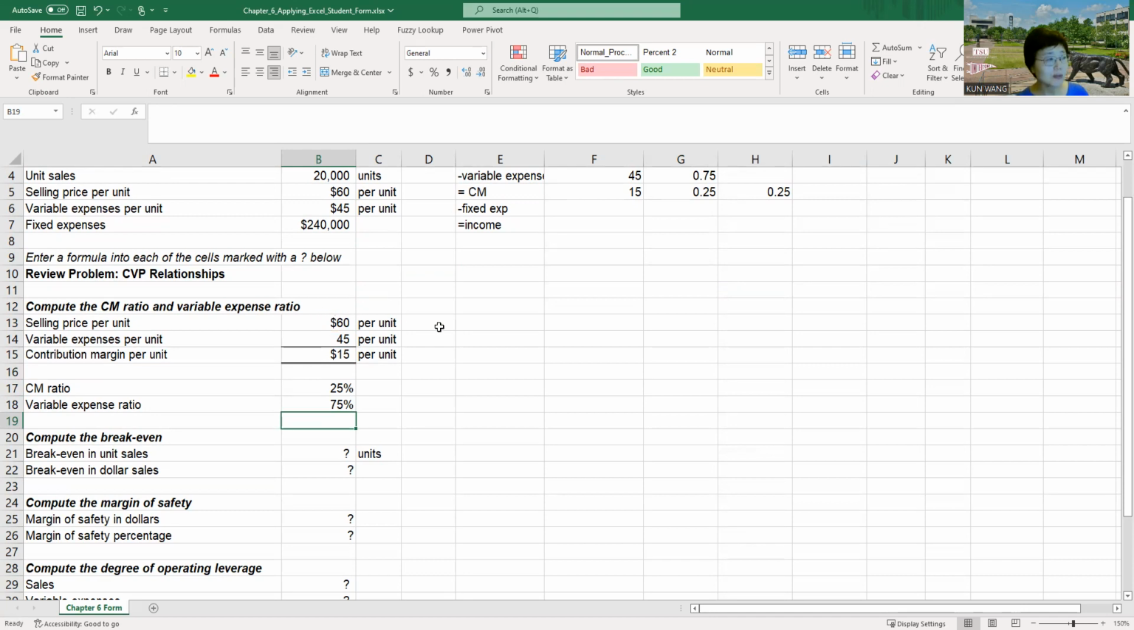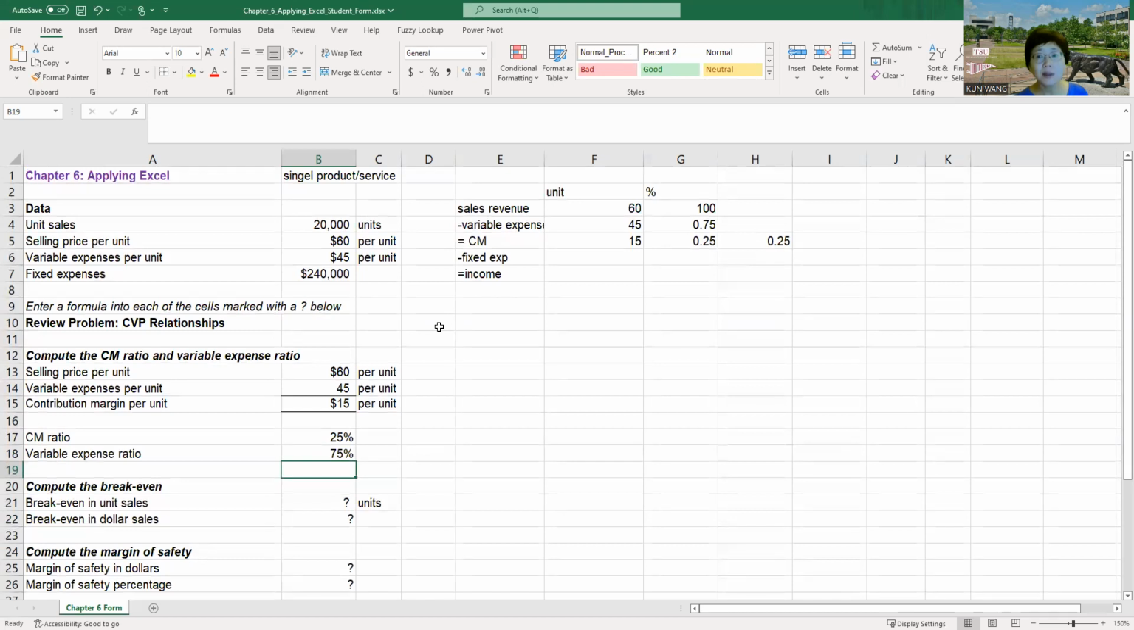So what's a better way for using referencing? Because when you're planning your operations, I may change the dimensions, right? The dynamics. So I may say, oh, I may not be able to charge $60 to my customer. How about if I only can charge 50?